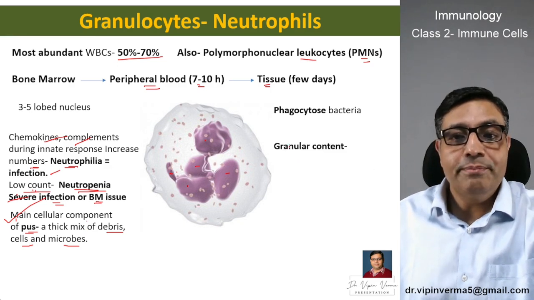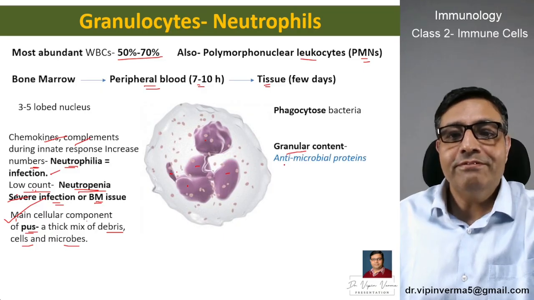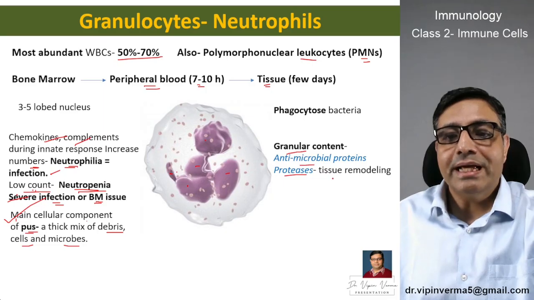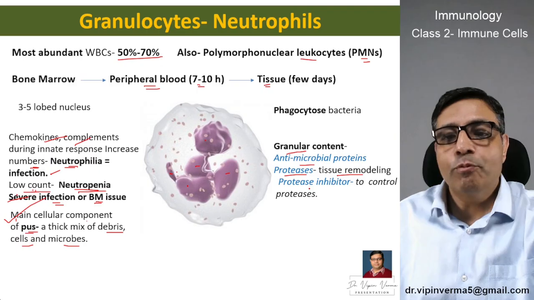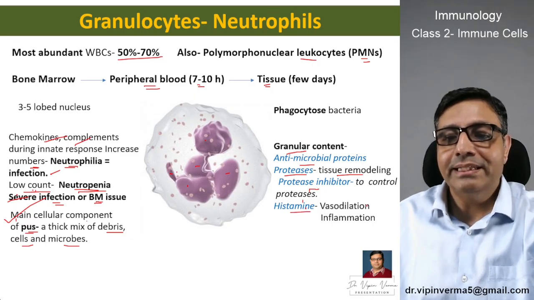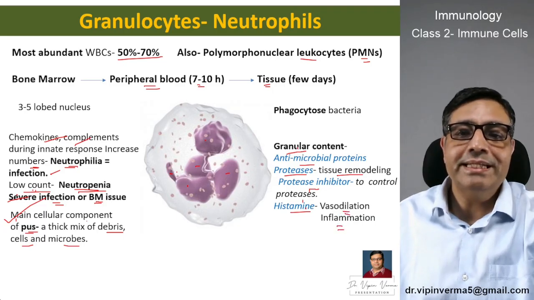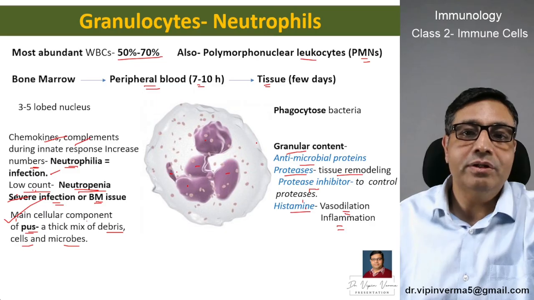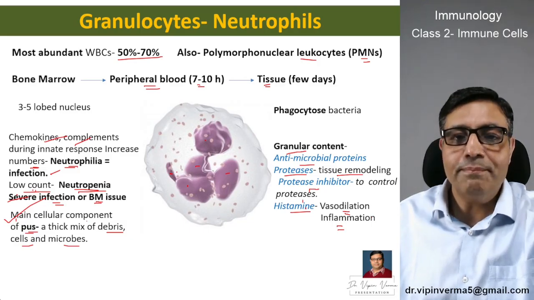If you see the granular content, because these are the granulocytes, they have antimicrobial proteins, they have proteases which are helpful in tissue remodeling, and they have protease inhibitors to control the proteases. They also have histamine, and histamine has the function of vasodilation and inflammation. These granular contents are immediately released whenever they hit any bacteria or find the right signals, and the mix of the content causes the degradation of the infection or the bacteria.